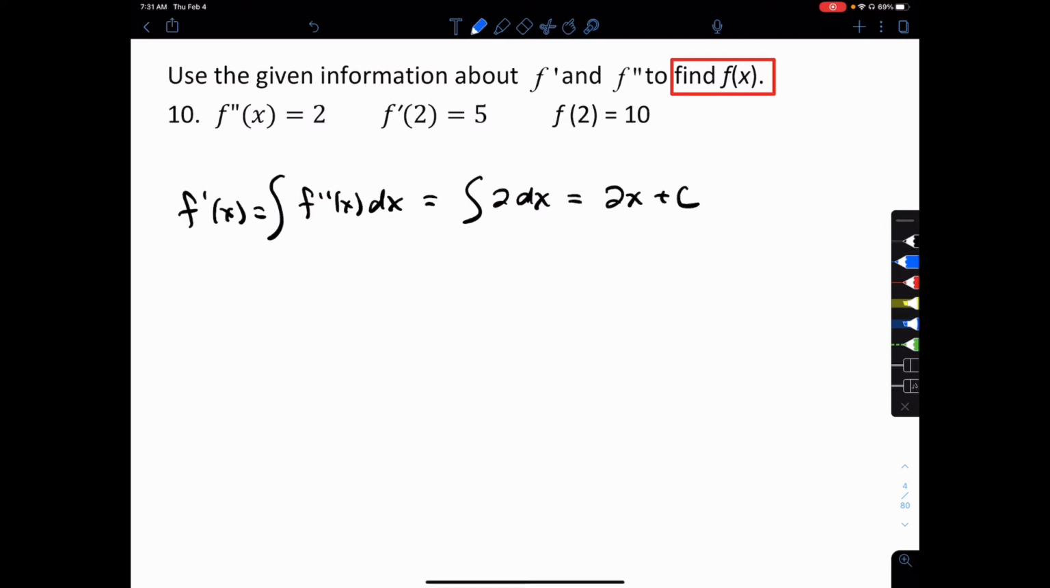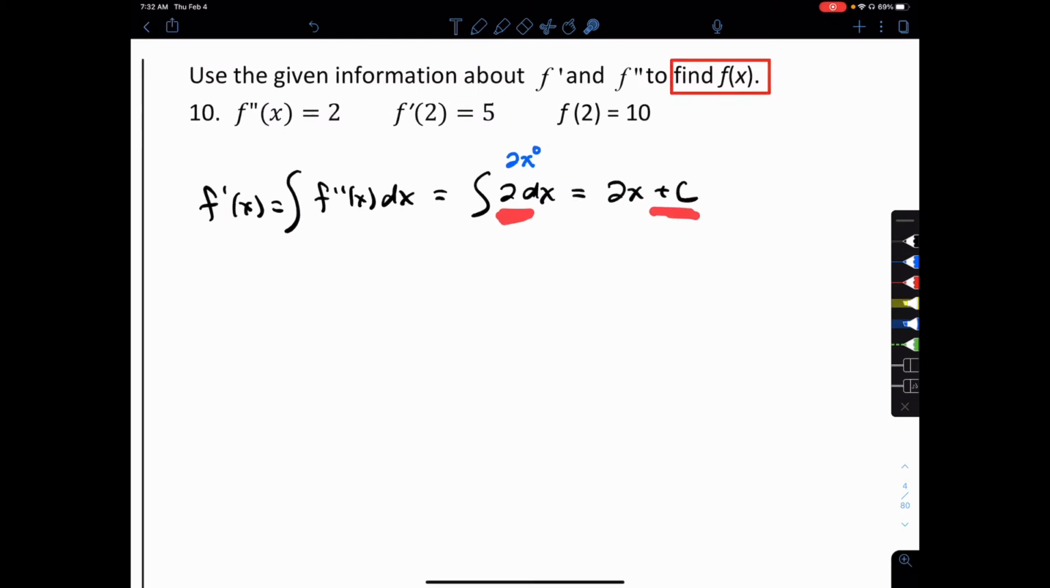Just to make sure this is clear, 2 is the same as 2 times x to the 0. Add 1 to the exponent, it will be to the first. Multiply by the reciprocal of 1, which is 1. 2 times 1 is 2. It could have been plus 0 in this, so we add this constant in. Now, how do we figure out what the constant is? I'm just going to pose that question.